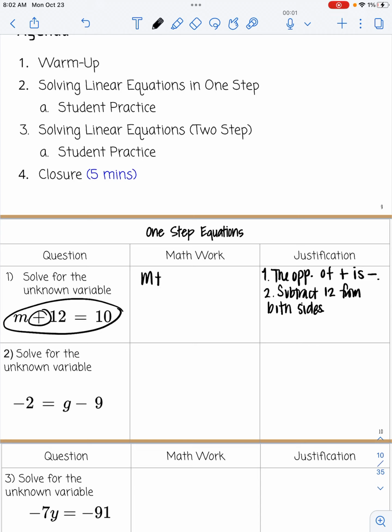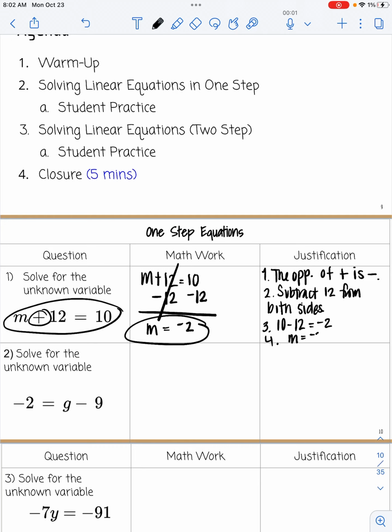I'm going to rewrite it. m plus 12 equals 10. I'm going to subtract 12 from both sides of the equal sign. This is going to cancel the 12. I'm left with m equals, and 10 minus 12 is negative 2. 10 minus 12 equals negative 2. Therefore, m equals negative 2.